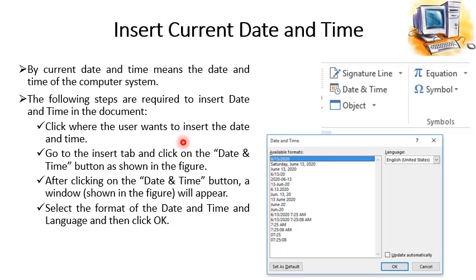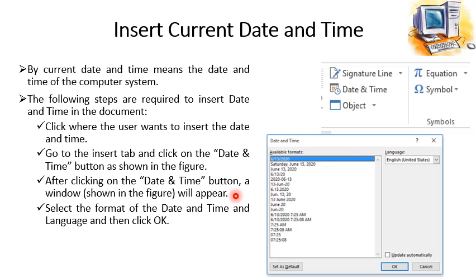Click where the user wants to insert the date and time. First of all, we have to decide exactly at which position in the document we want to insert the date and time. So place the cursor at that position, then go to the Insert tab and click on the Date and Time button as shown in the figure. Here we can see that inside the Insert tab, we have the Date and Time option or button.